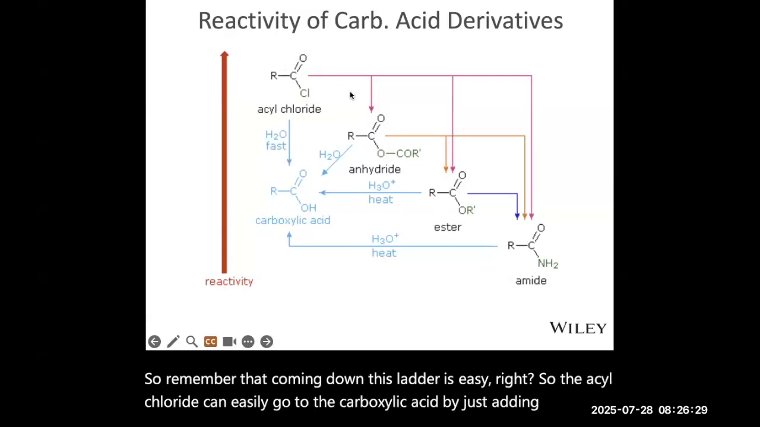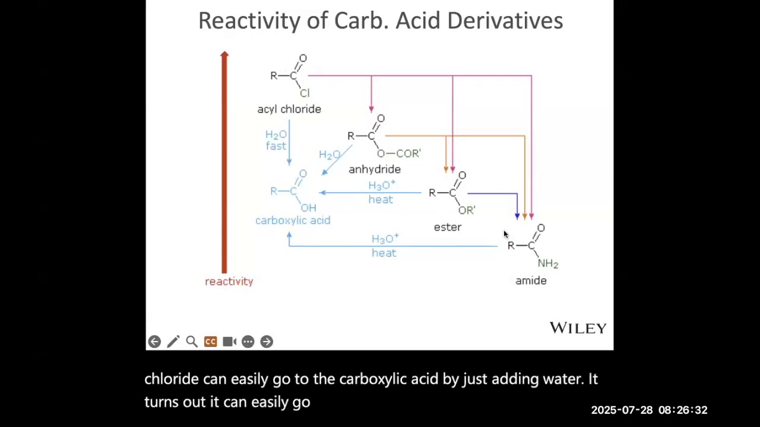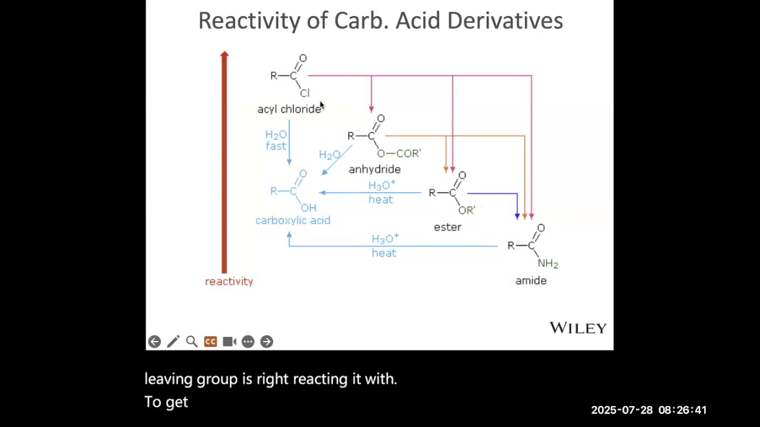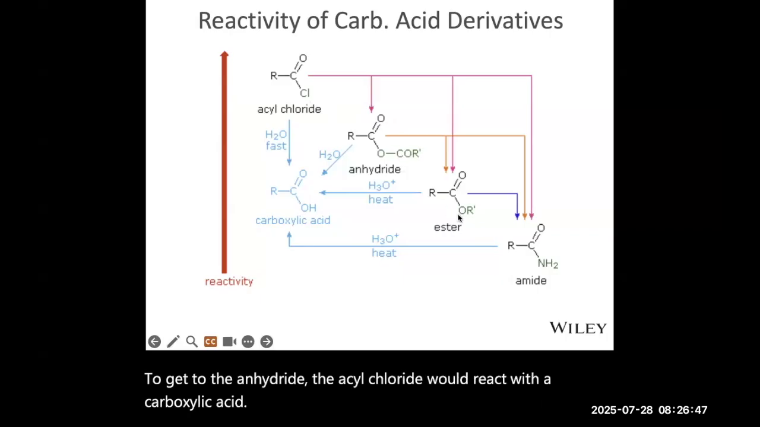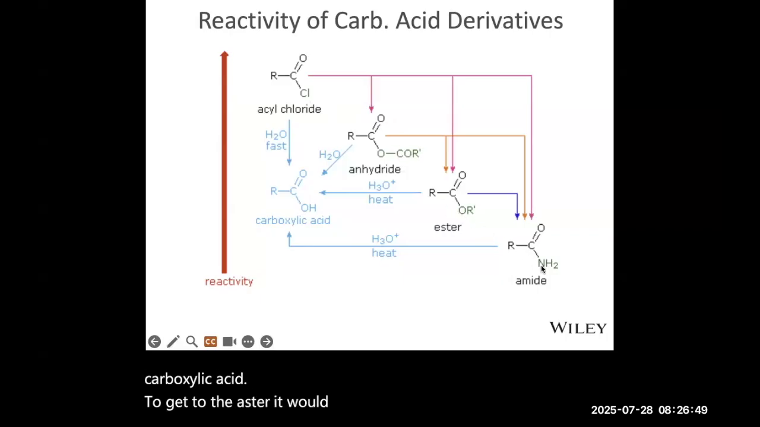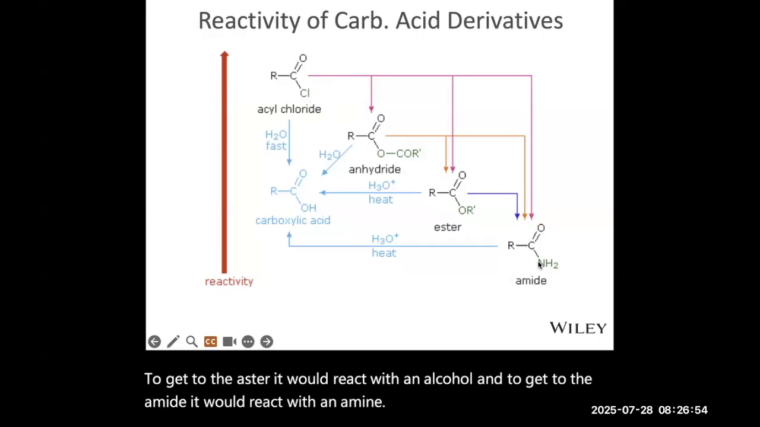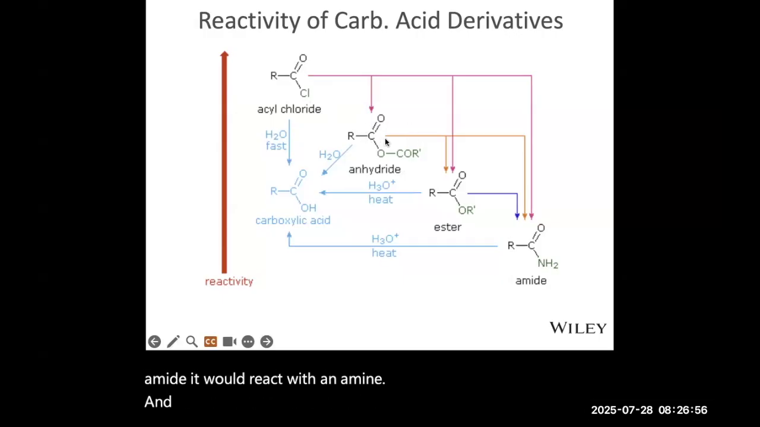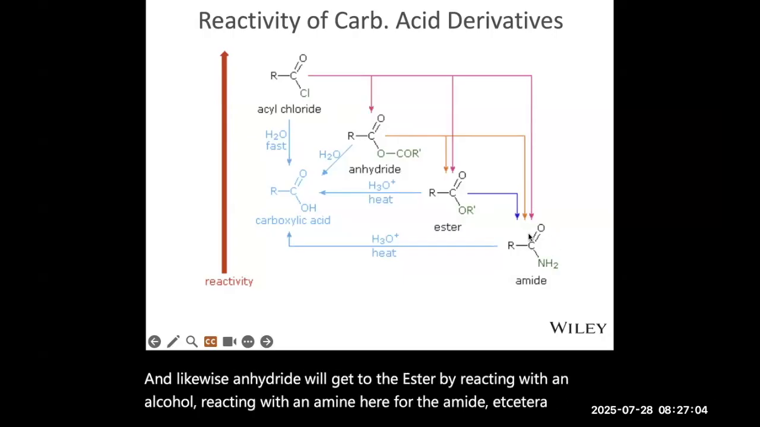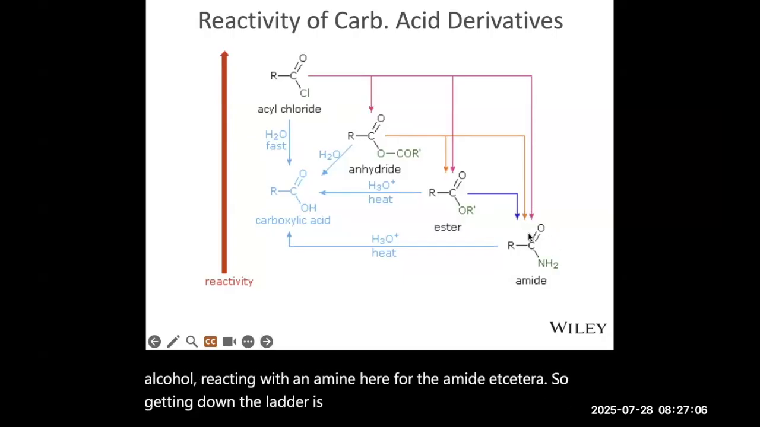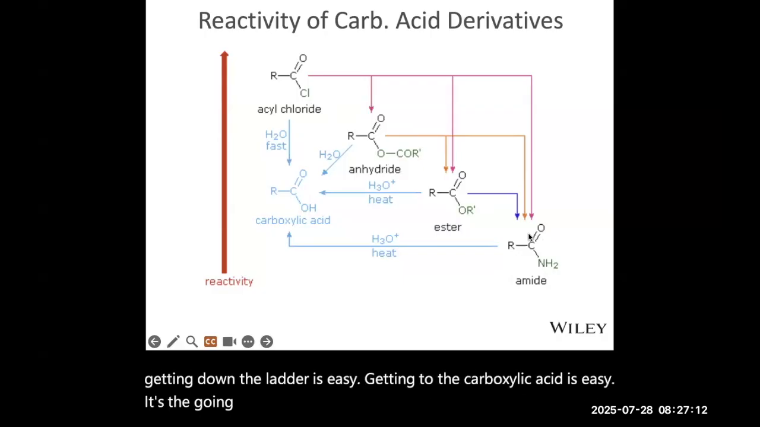It turns out it can easily go to these as well, just by adding what this group is. To get to the anhydride, the acyl chloride would react with a carboxylic acid. To get to the ester, it would react with an alcohol. And to get to the amide, it would react with an amine. And likewise, the anhydride will get to the ester by reacting with an alcohol, reacting with an amine here for the amide, etc. So getting down the ladder is easy. Getting to the carboxylic acid is easy. It's the going back up that we'll talk about right now.